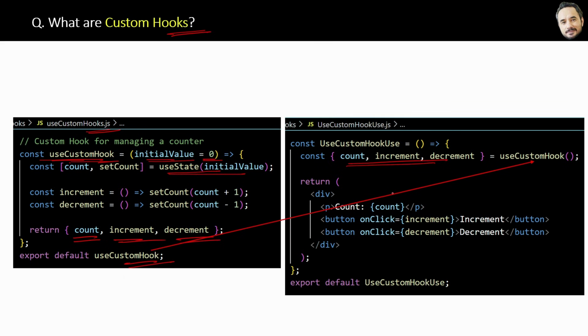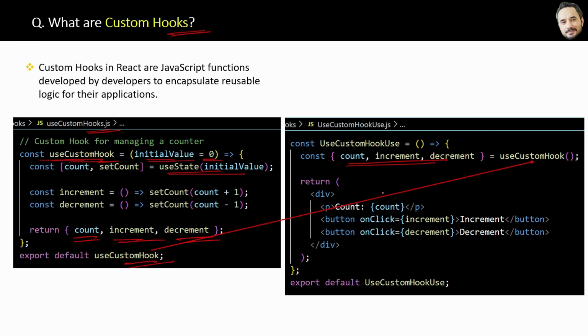That is the short story about the custom hook. The proper definition is: custom hooks in React are JavaScript functions developed by developers to encapsulate reusable logic for their application. So if you think that one piece of code is used in many places in your application, in many components, then you can put that piece of code in a custom hook and use it.